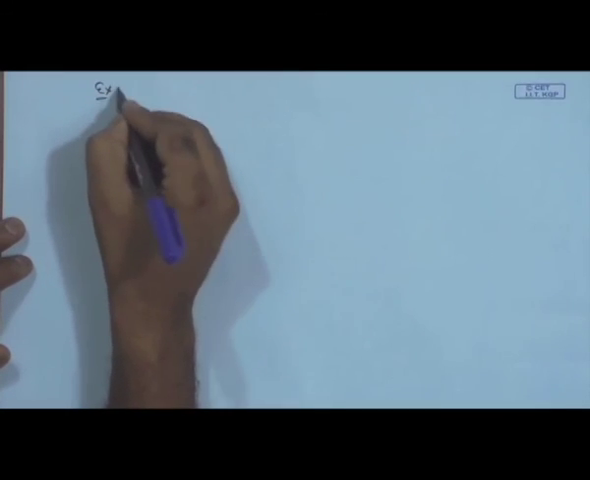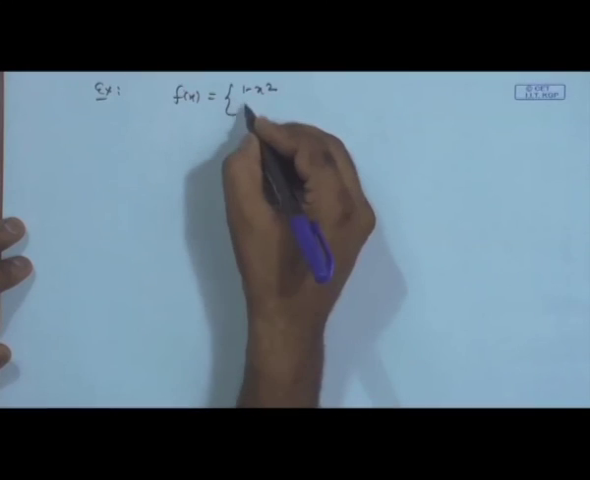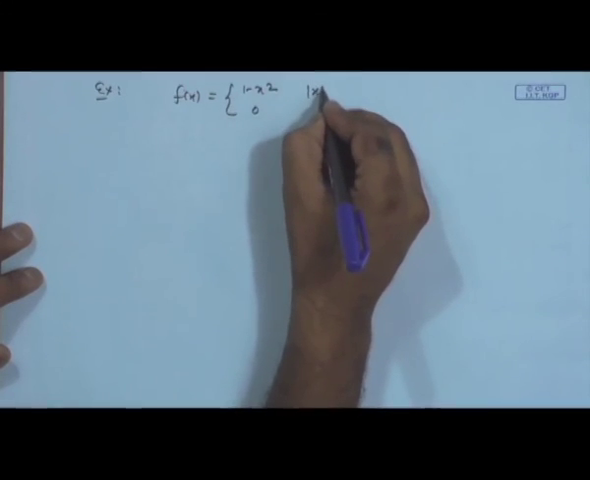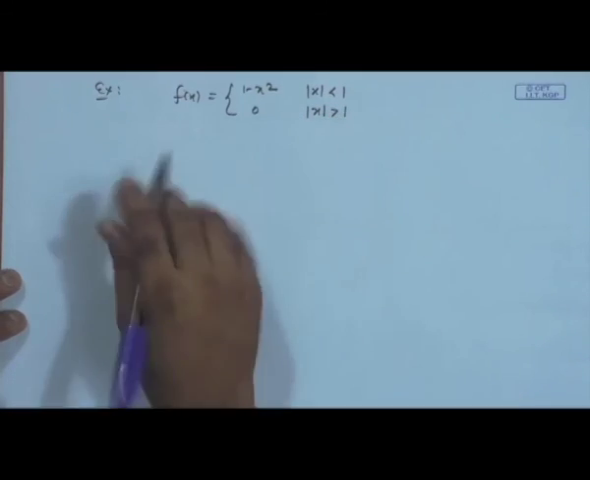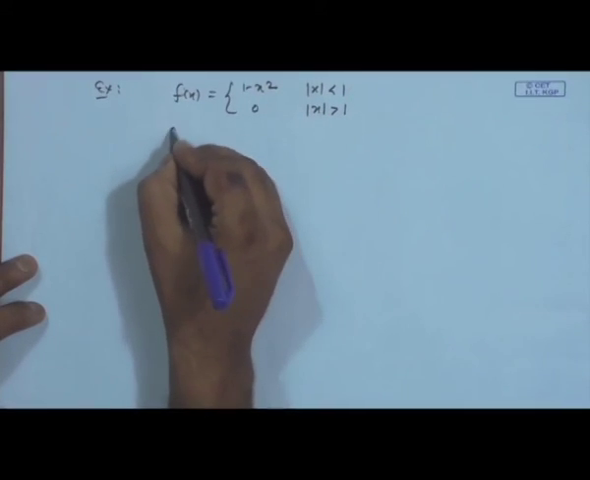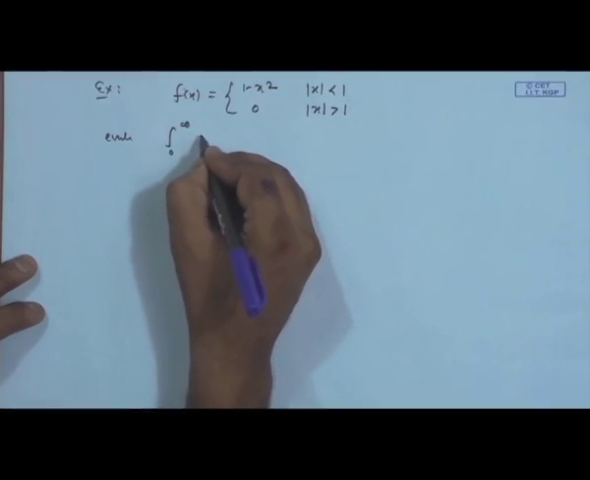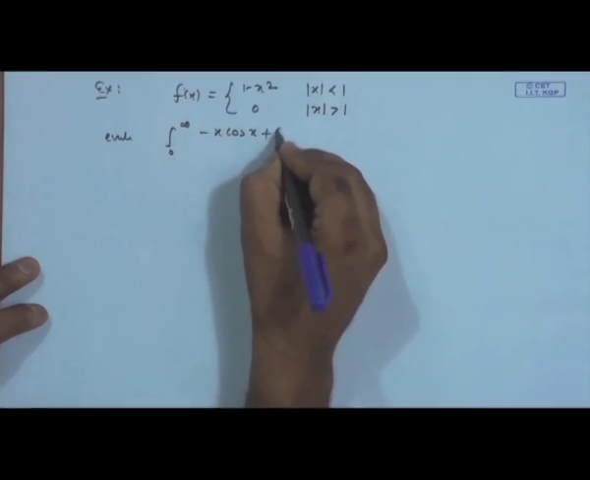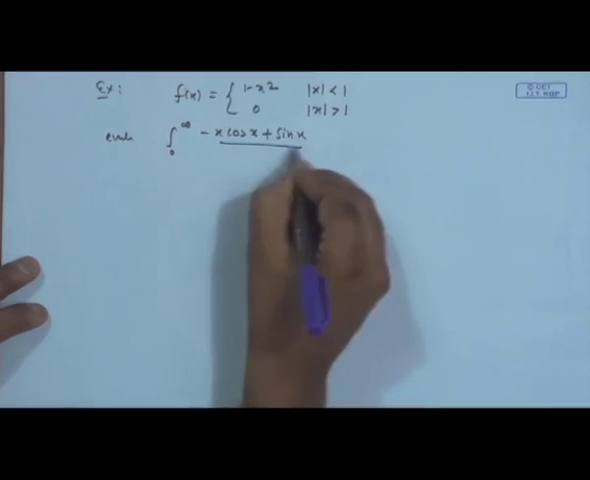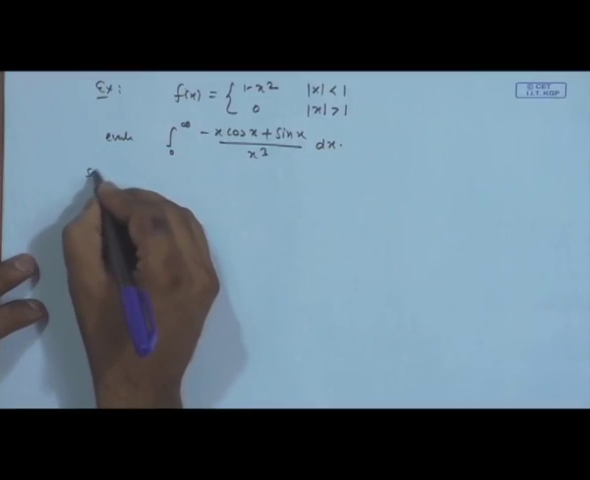Similarly, the very last example we go through quickly. So if we have the f(x) 1 minus x square, and 0 when mod x is greater than 1, in this case we can evaluate such an integral. So evaluate 0 to infinity of minus x cos x plus sin x over x cube dx.